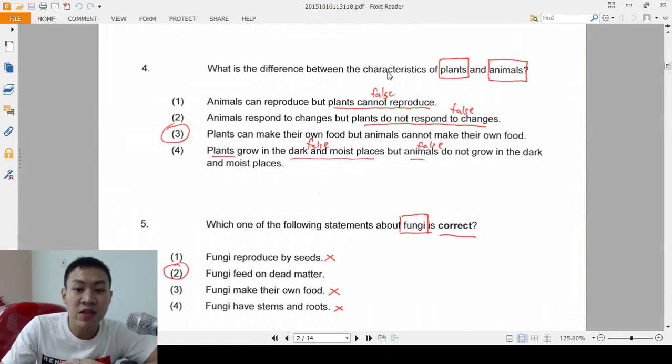Question 4. What is the difference between the characteristics of plants and animals? Okay, option 1. Animals can reproduce but plants cannot reproduce. That is false. Plants can reproduce. Option 2. Plants do not respond to changes. That's false as well. Plants are living things, so they respond to changes. Option 3 is the correct answer. Plants can make their own food, but animals cannot make their own food. Option 4. Plants grow in dark and moist places. That's not true. Animals do not grow in the dark and moist places. That's false as well.